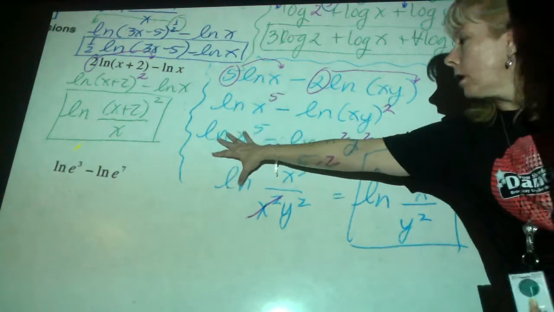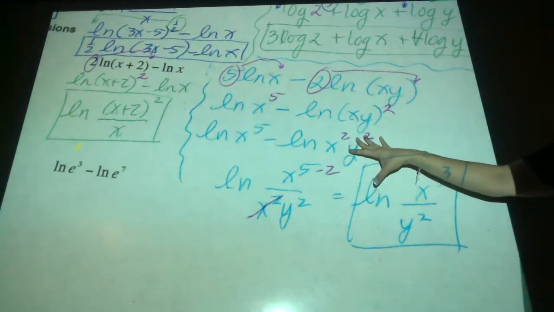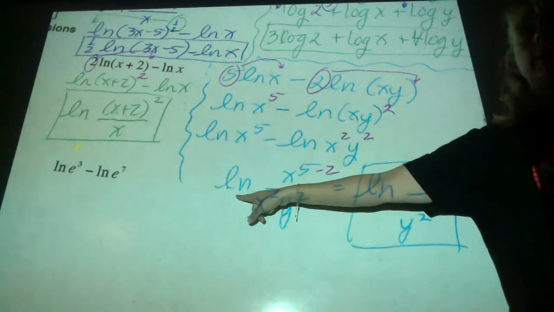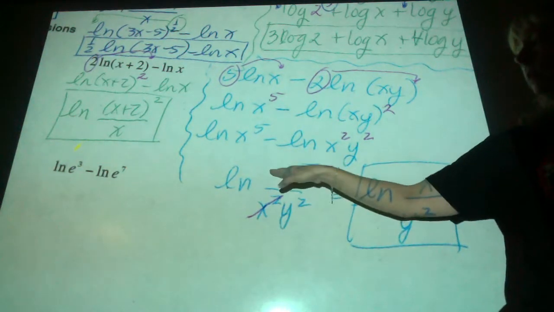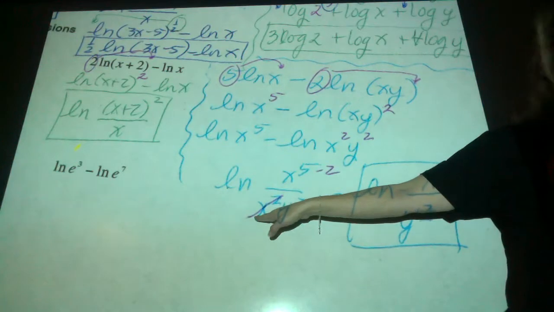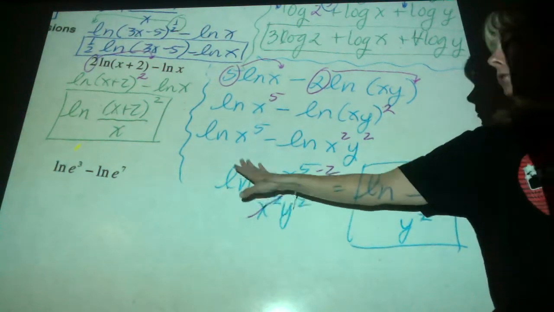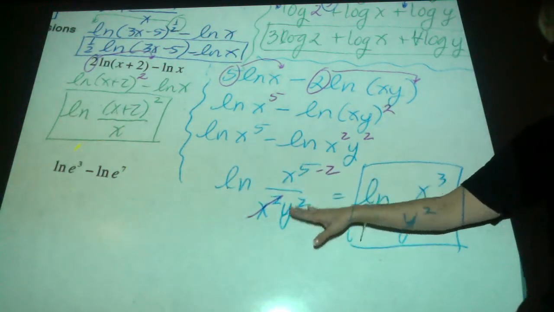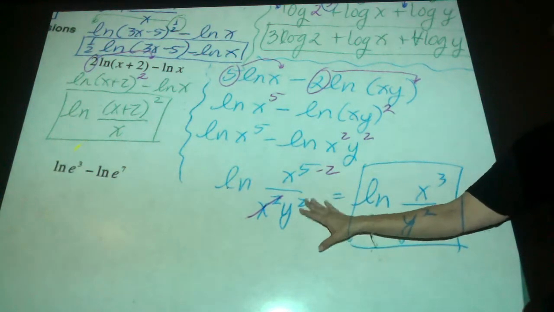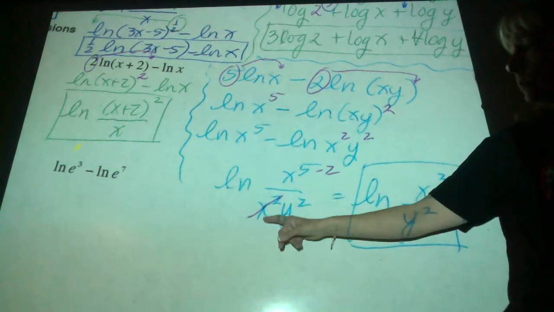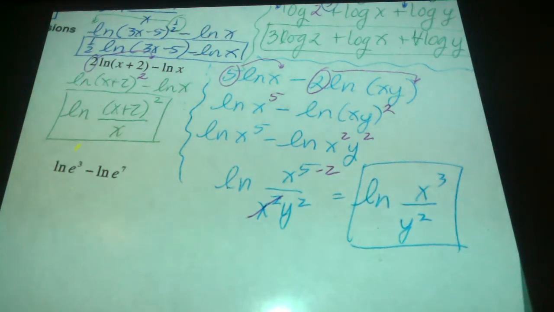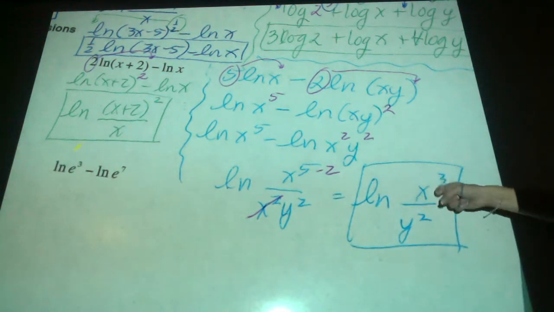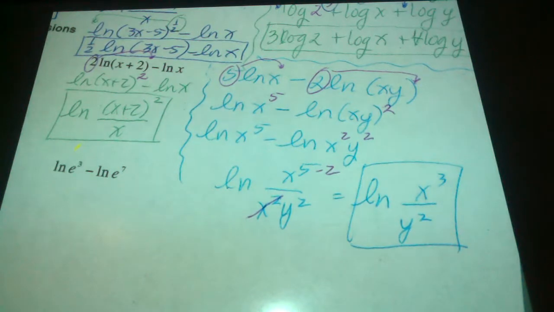Then I have overall subtraction, so that means I'm going to divide. Only one natural log. Common error with division is you put a natural log here and a natural log there. That's not the same thing. So the natural log's hanging out to the side, and you have x to the fifth over x squared y squared. This fraction right here can be reduced. The x squared and the x to the fifth can be reduced. And so you end up with just one natural log, x cubed over y squared.